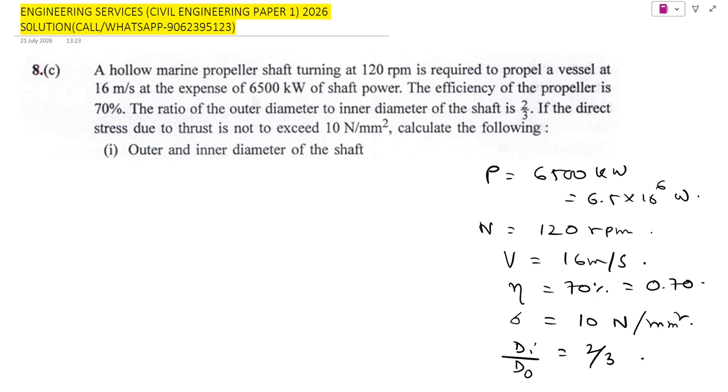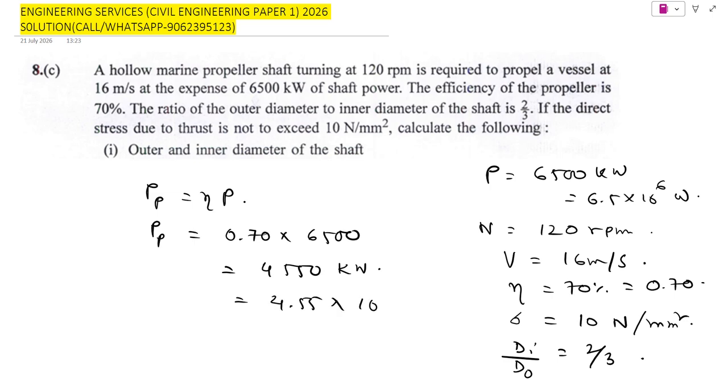Now calculate the useful propulsive power. Now substitute the values. So this is 4550 kilowatt, or we can say 4.55 into 10 to the power 6 watt. Now there are two different powers here. The shaft power delivered by the engine, and the propulsive power that actually moves the ship. So the efficiency connects them.